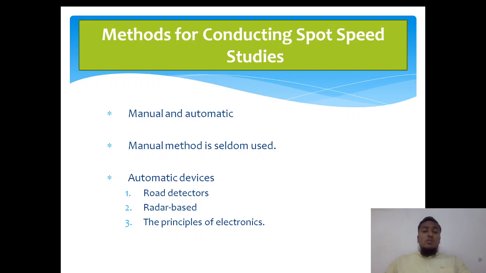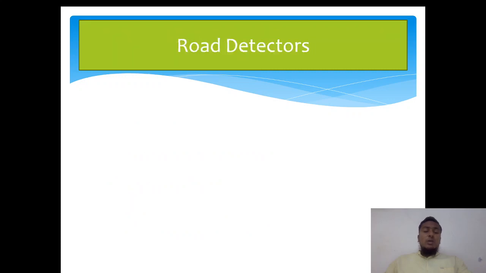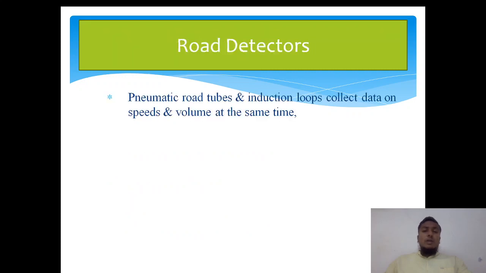So let us move towards the first one, road detectors. In road detectors, namely pneumatic road tubes and induction loops are mostly used, and that will collect data on speeds and volume at the same time.